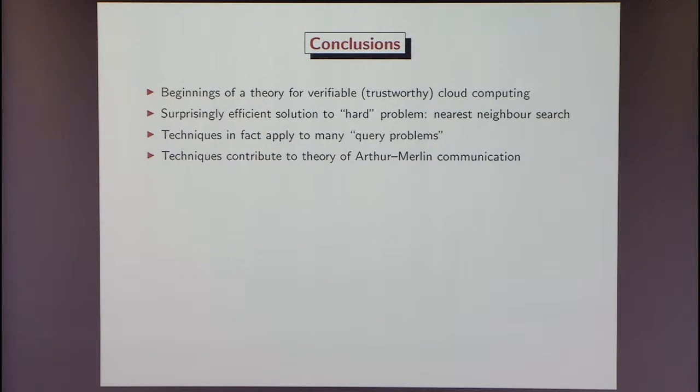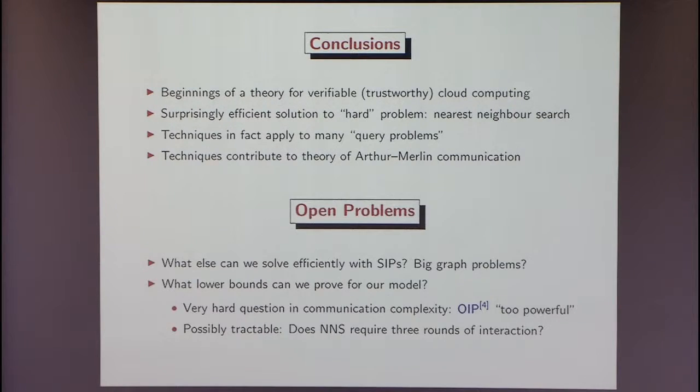So in conclusion, this is the beginnings of a theory for verifiable or trustworthy cloud computing. Strictly speaking, I'm only looking at one aspect of things, which is the streaming and limited memory aspect. There's a ton of other aspects you could think of looking at. We solved nearest neighbor. I didn't say it, but there's a whole bunch of other query problems we can solve. Quick mention of a few open problems.